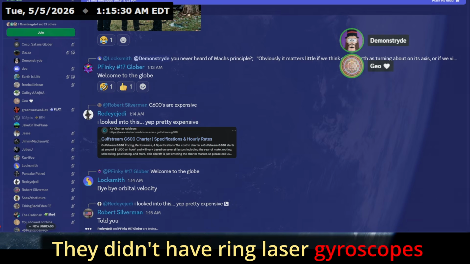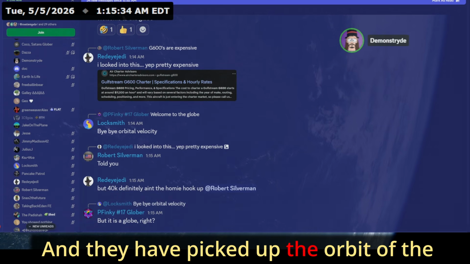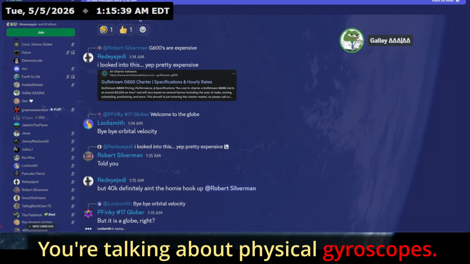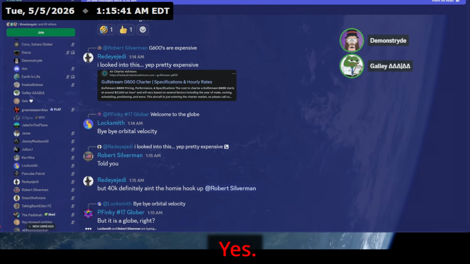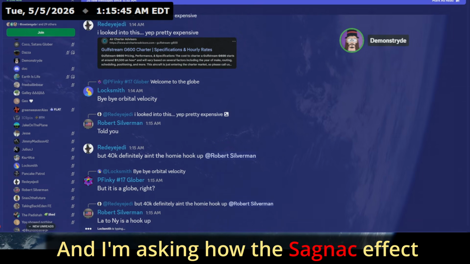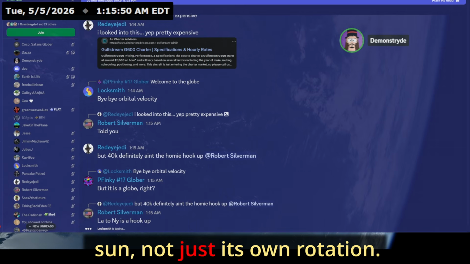They didn't have ring laser gyroscopes when they were talking about relativity. We do now, and they have picked up the orbit of the Earth around the sun as well as the rotation of the Earth. Physical gyroscopes. Now you're going to ring laser. Now I am going to a ring laser gyroscope, and I'm asking how the Sagnac effect would affect its data that it picks up of the Earth going around the sun, not just its own rotation.